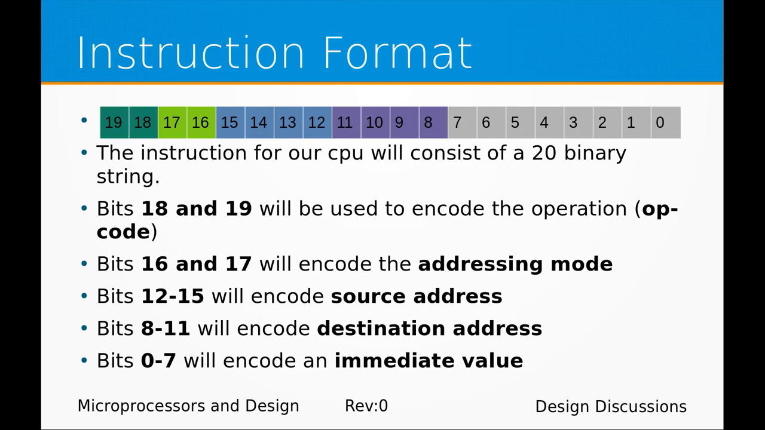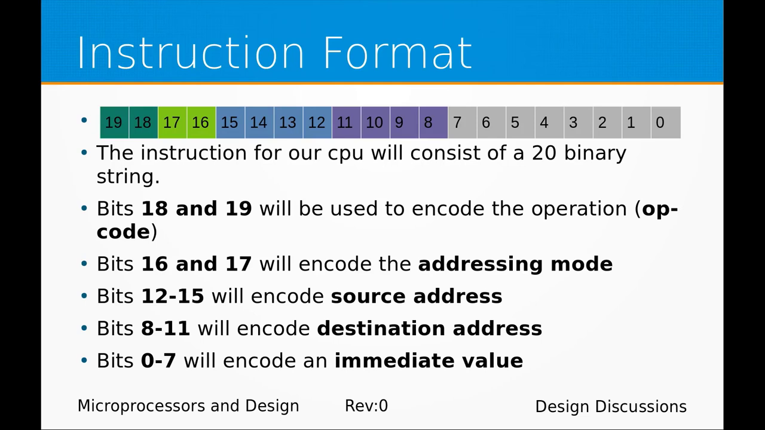We are going to use bit 19 and bit 18 to encode the operation we are performing. Remember, we have four operations, and to uniquely specify which operation we are interested in, 2 bits will be sufficient. So we have 00, 01, 10, and 11. Then we are going to use bits 16 and 17 to encode our addressing mode. Bits 12 to 15 would specify our source address. Bits 8 to 11 will specify our destination address, where we want to store the final results.